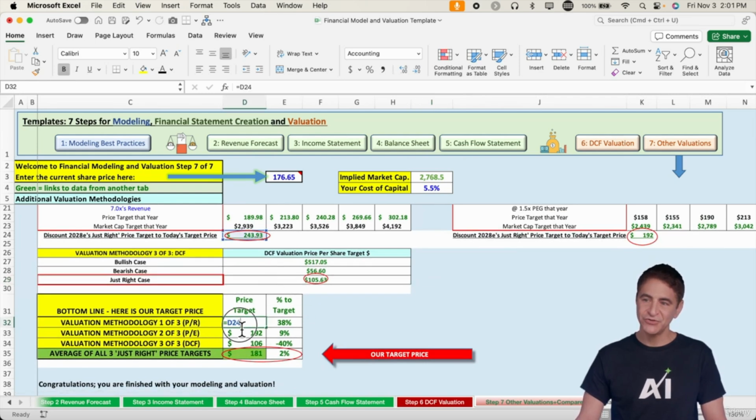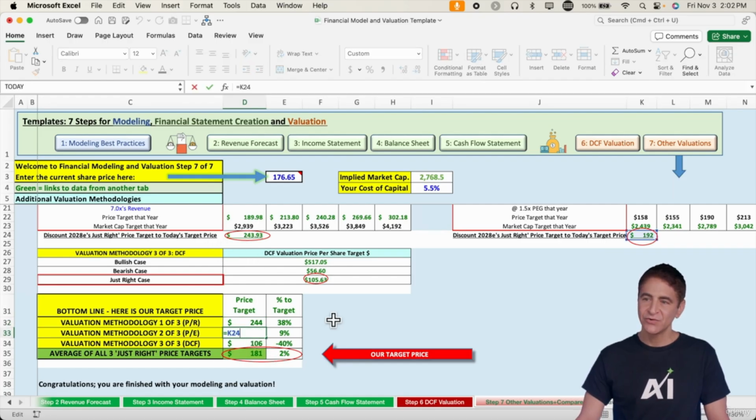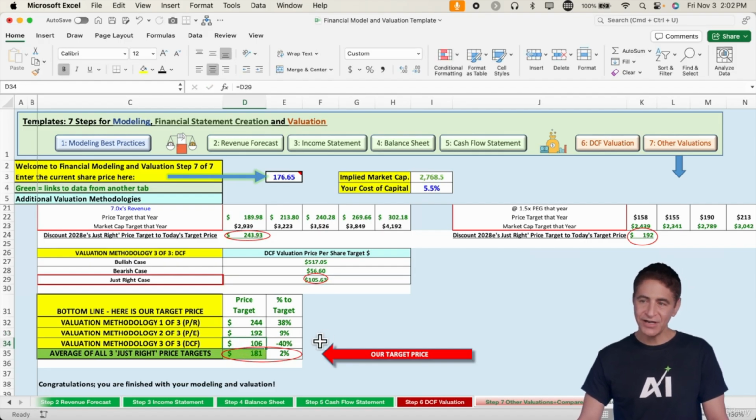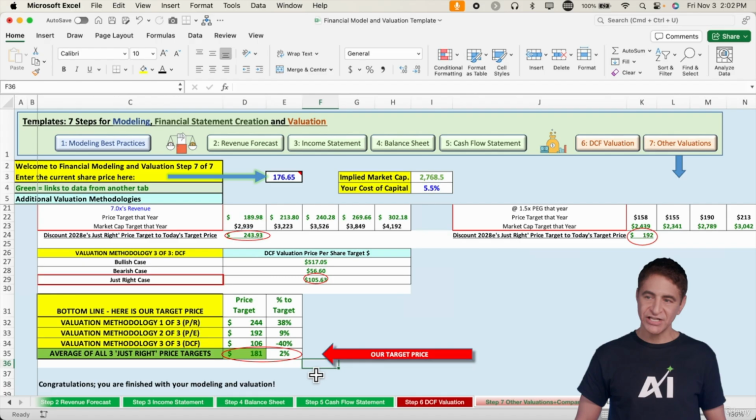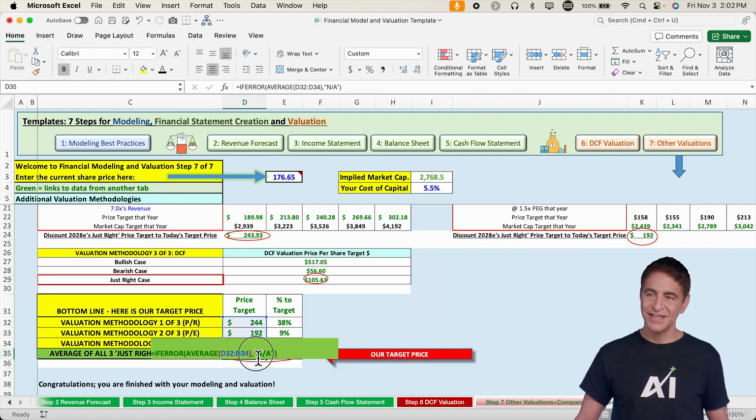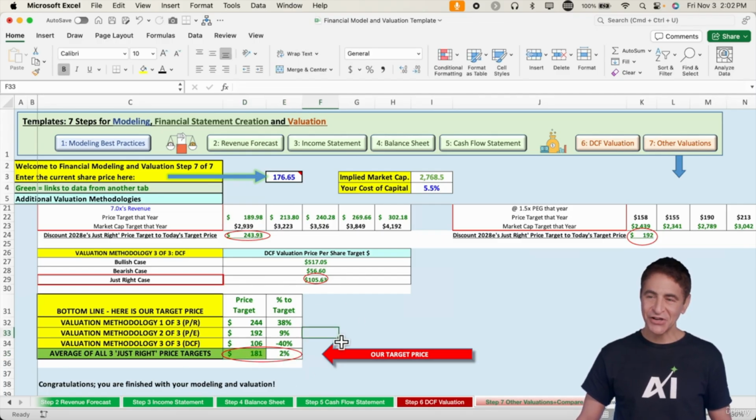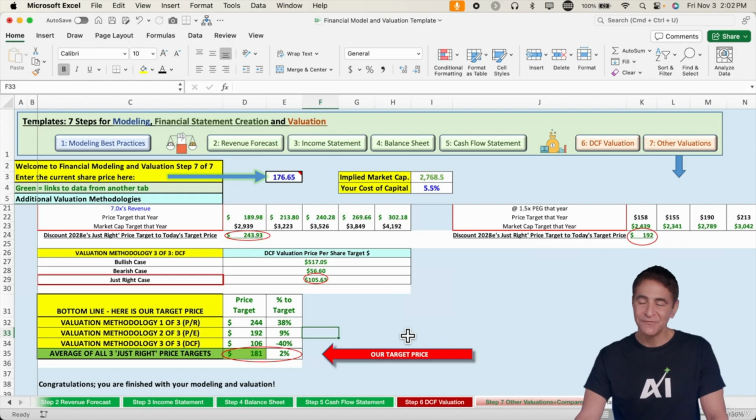This is price to revenue using the just right methodology. Right here, this is price to earnings. Right here, this is DCF. I'm not a fan of DCF. And then what we've got here is the average target price for all 3 methodologies right here, which is just an average of those. And then the average to the target price from here. So congratulations, we're now done with valuing this company. Always use your own estimates.